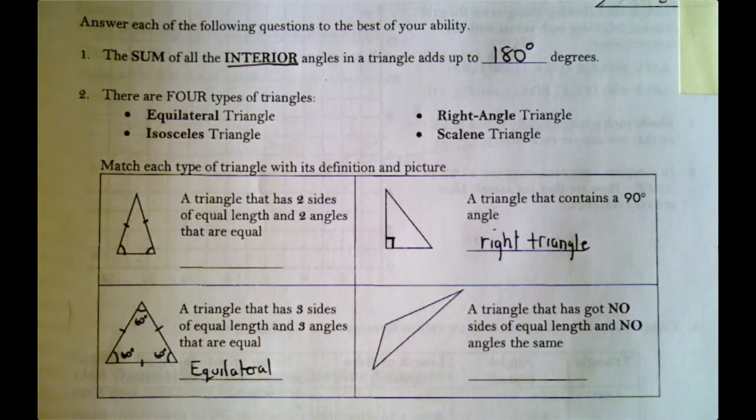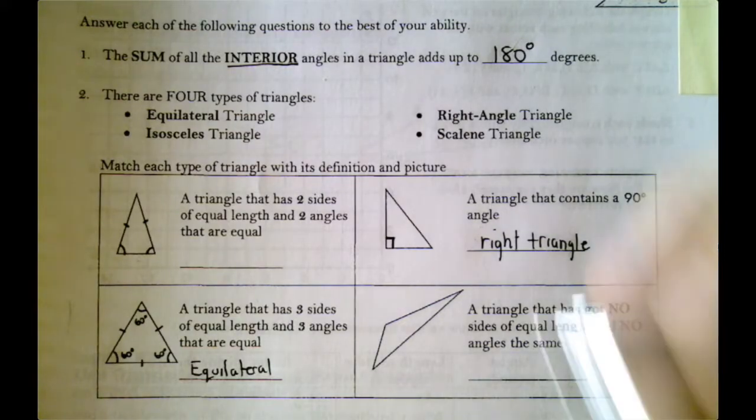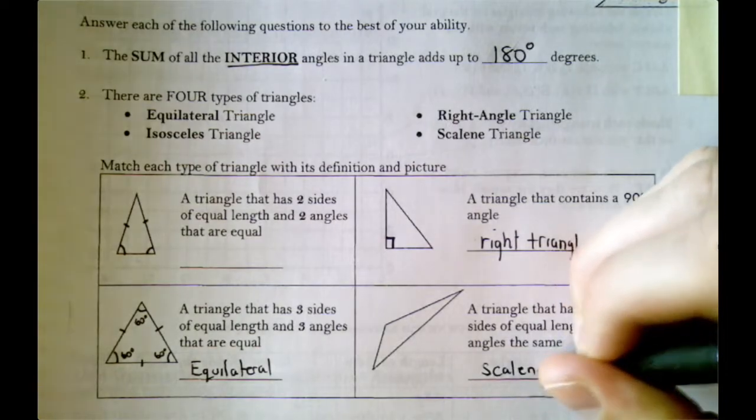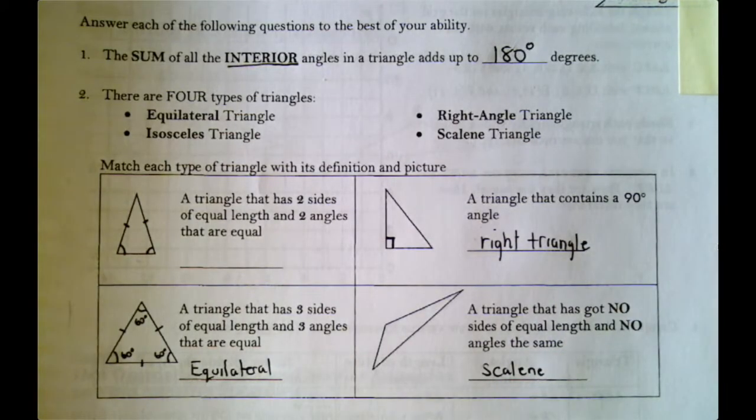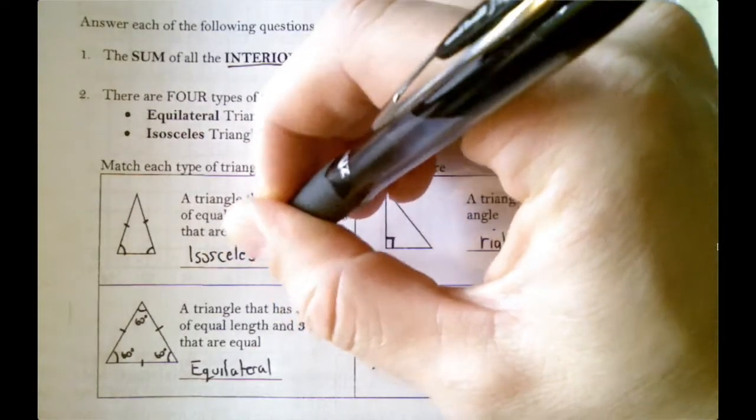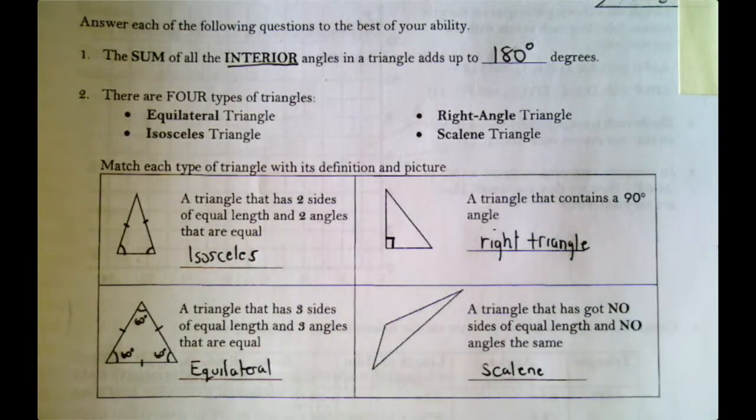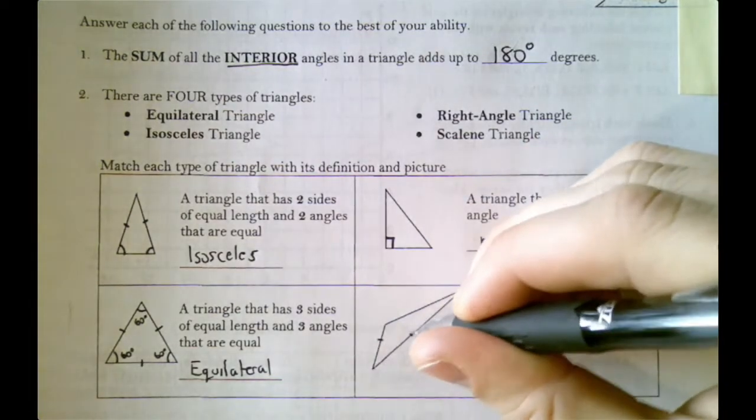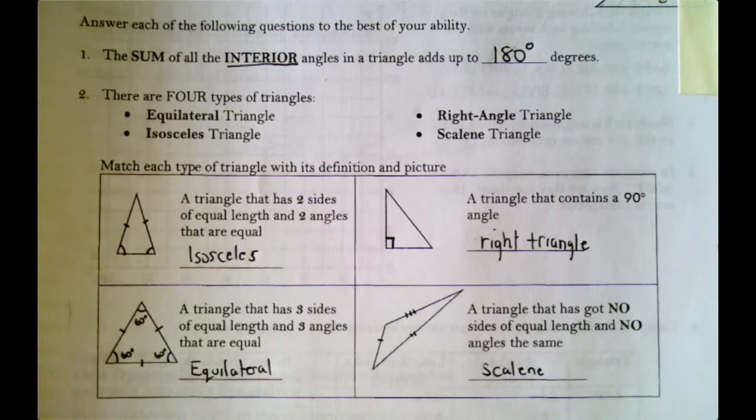Which leaves us with our last triangle. It says a triangle that has no sides of equal length. And that means no angles are the same as well. That type of triangle, again, has a special name, and that name is scalene. Which leaves one triangle, the one on the top left, as the isosceles. So in scalene, all the sides are different, which means all the angles are different as well.